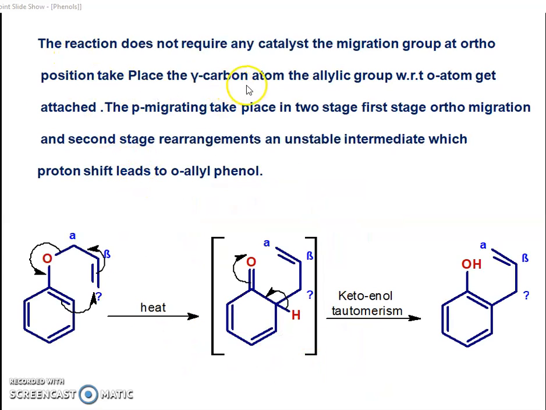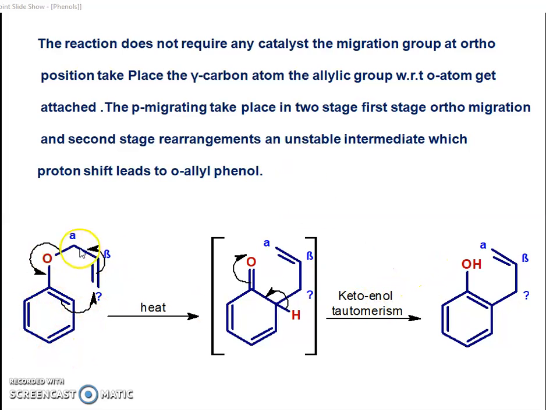The reaction does not require any catalyst. For the migration of the group to the ortho position, it can take place at the gamma carbon only, the allyl group with respect to the oxygen atom getting attached. The para migration can take place in two stages. The first stage is ortho migration, and the second stage is a rearrangement in the unstable intermediate, in which protons shift, and this leads to the ortho-allyl phenol as the product.